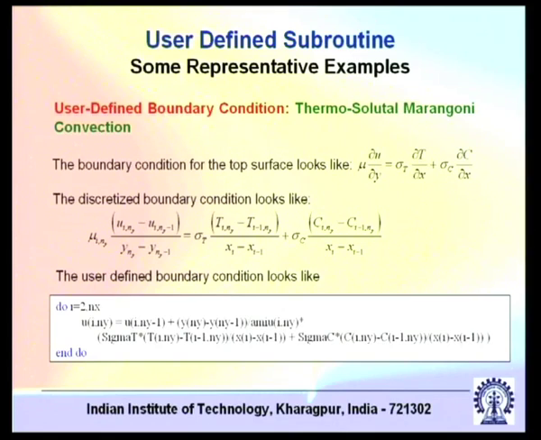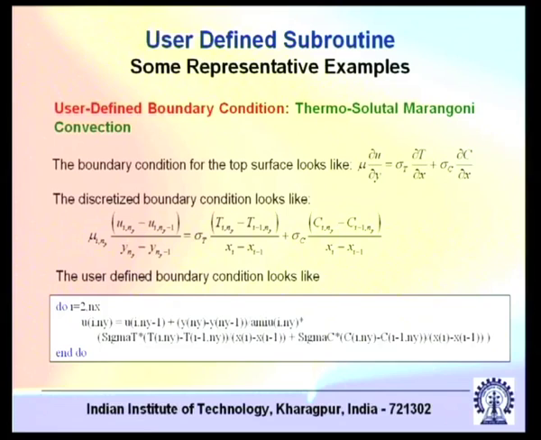Now you can have a temperature gradient, and you may also have a concentration gradient. If you have a multi-component system, you may have a concentration gradient, and the surface tension may also be a strong function of concentration. So you can write the boundary condition in this way. The free surface should be free of shear, that means the shear due to viscosity is balanced by the shear due to surface tension.